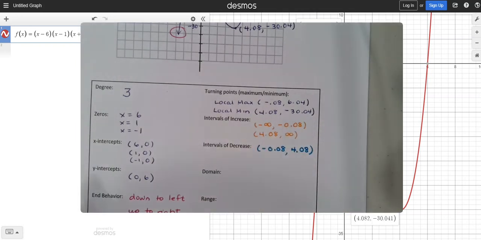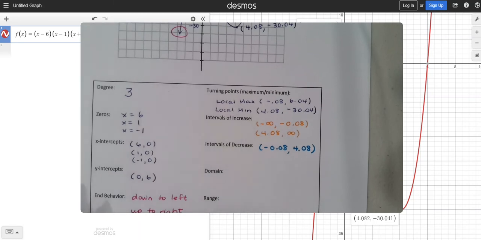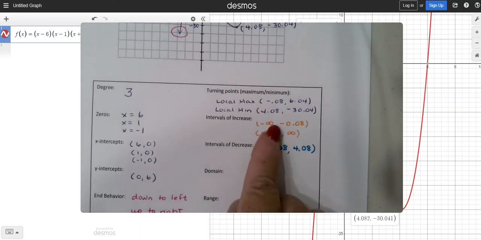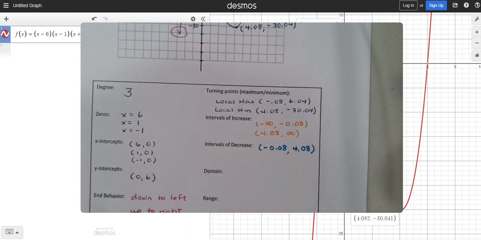And just a reminder, I know we've talked about this before, but it's the hardest thing about the intervals of increase and decrease. They are x values that I'm giving you here, right? Not y values.